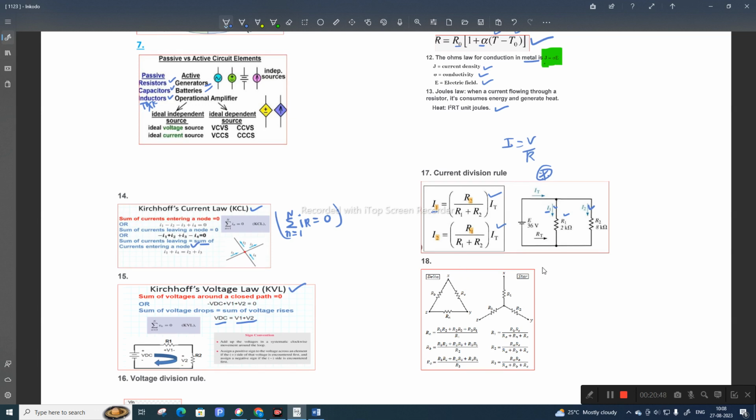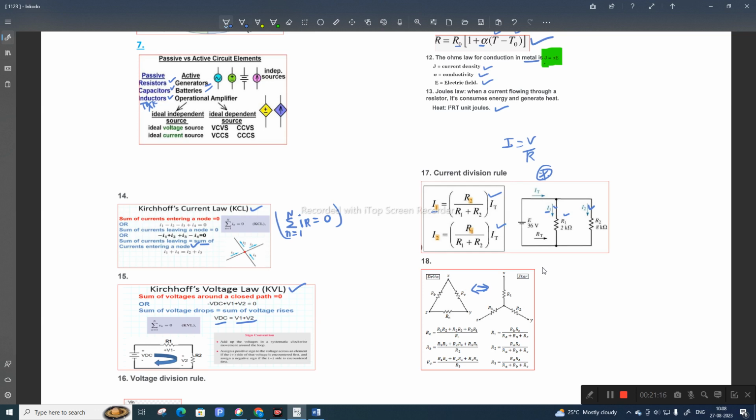Moving ahead, star-delta transformation. Many books have given formulas for this. I have also mentioned here delta to star and star to delta, and I have kept the formulas here. I will just give a simple explanation on this. More clarity will come when I solve the problem for you.